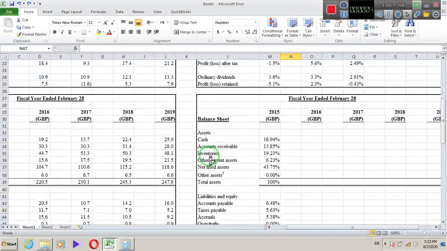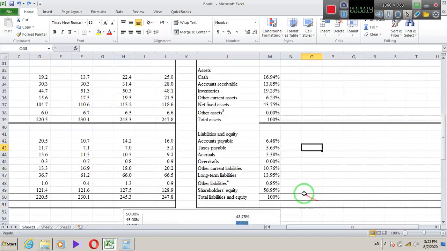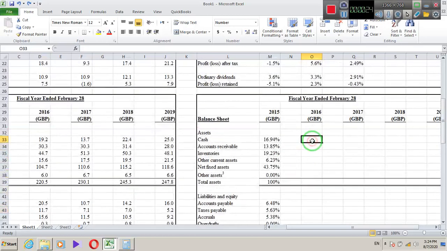So for 2016, the same method we are using. Inside this year, how much percentage of cash, account receivable, and inventory exists in total asset? And also for 2016, in total liability and equity, how much percentage of each element exists? The same formula we are applying here is this one divided by this one. We have given the percentage format to two digits after the decimal point.